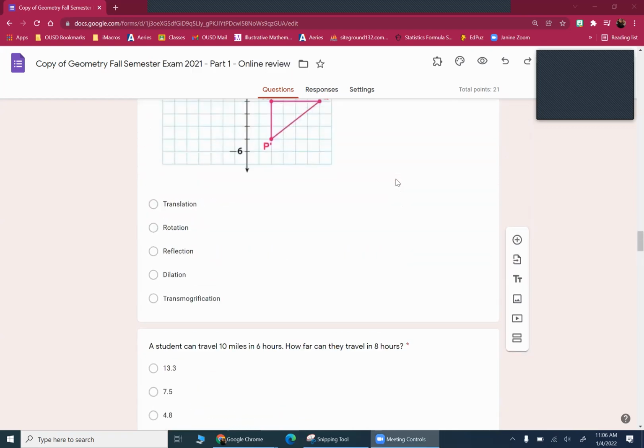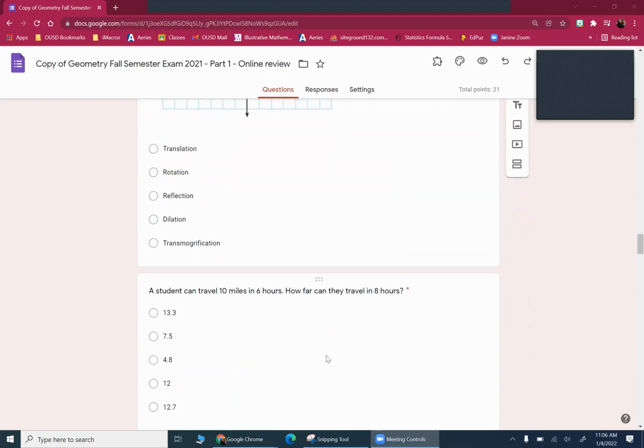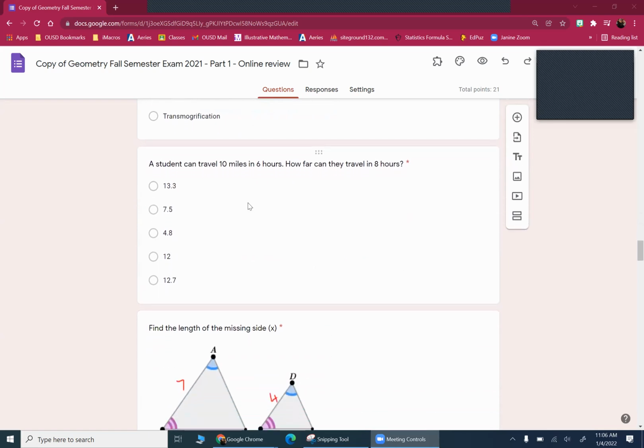Let's see. And then transmogrification, my favorite distractor word. Shout out to Calvin and Hobbes.